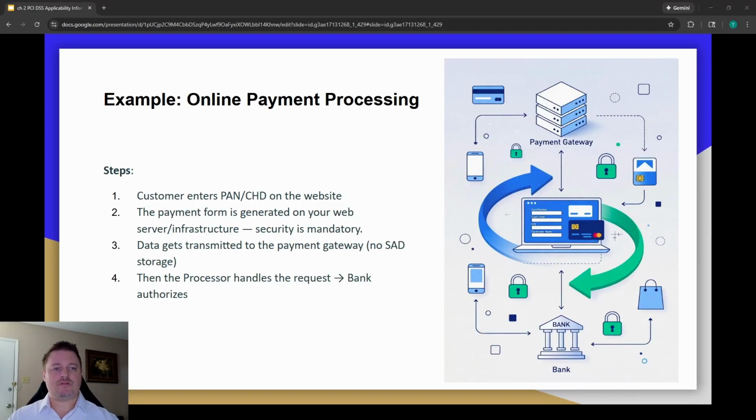Here's another example, when they process payments online. The customer enters the primary account number on the site. The payment form is generated on your website. Security is going to be mandatory. Data gets transmitted to the payment gateway. Then the processor handles the request and the bank authorizes it. So for online payments, even if your server only generates the form, it still processes or redirects cardholder data. This falls under the PCI DSS requirements. If the form is not secure, it could lead to data breaches.